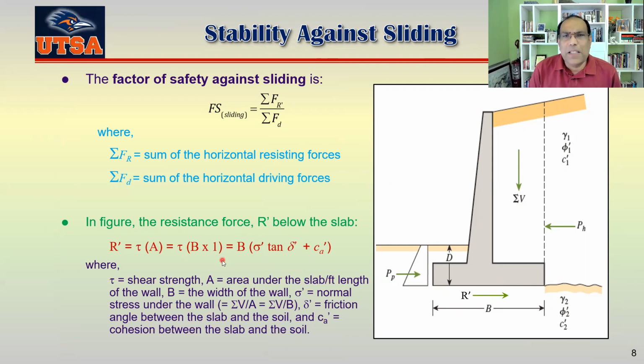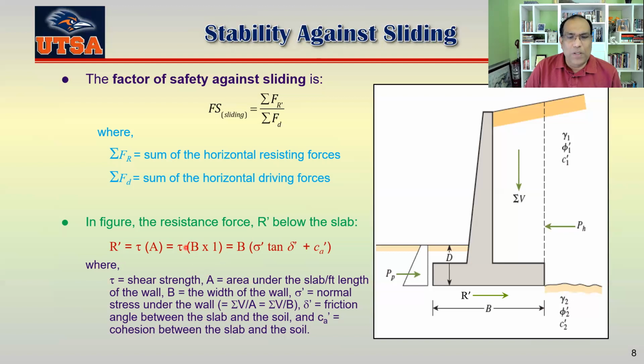This tau is basically the shear strength between the soil and the bottom of the wall. Okay. And B into 1 is basically the area, B is the width, and 1 is per foot, or per unit length of the wall. Okay, so you can see this is tau, which is B into 1.